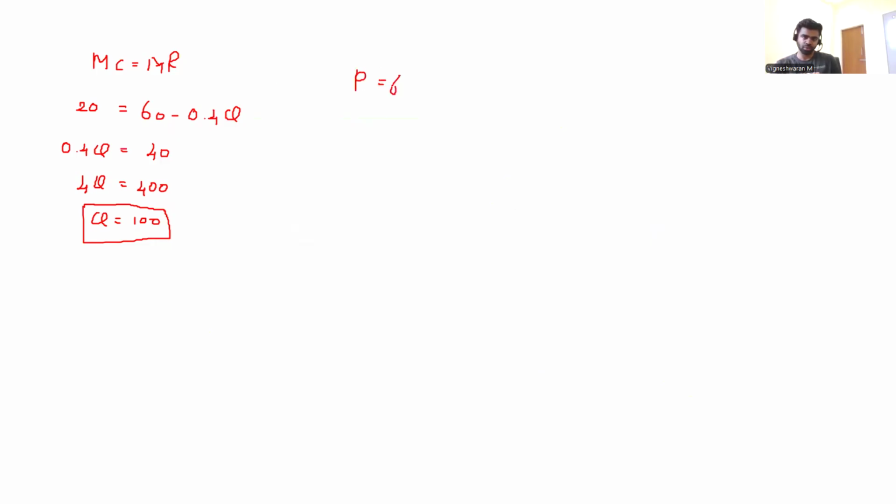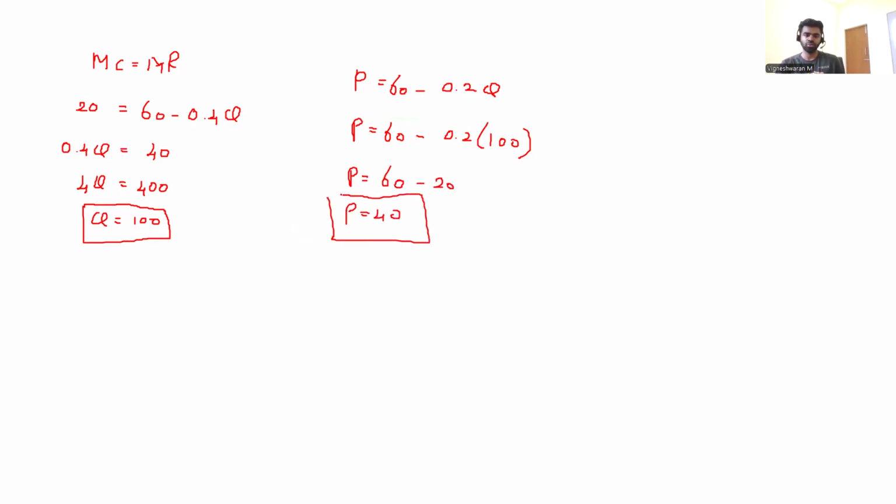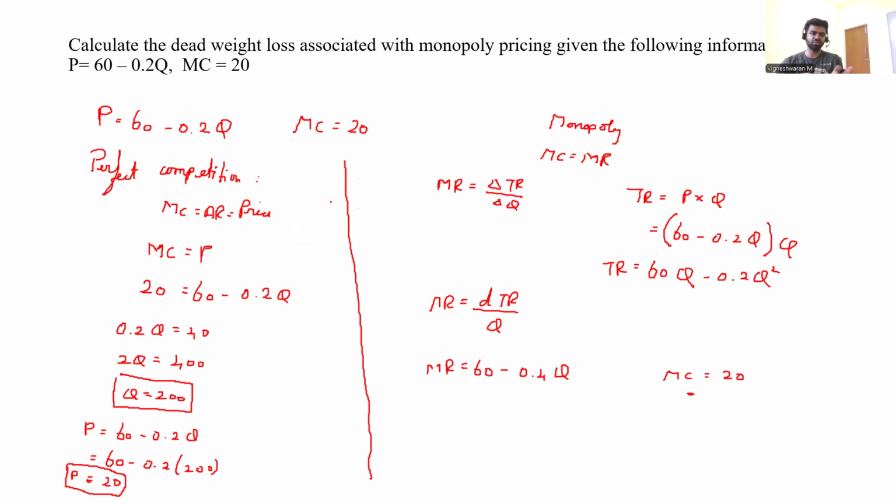So price is equal to 60 minus 0.2Q. So P is equal to 60 minus 0.2 into 100. So price is equal to 60 minus 20. So P is equal to 40. Now for this given equation, that is P is equal to 60 minus 0.2Q and MC is equal to 20, we have found the price and quantity in perfect competition and monopoly. Now I am just simply going to plot this in a graph.